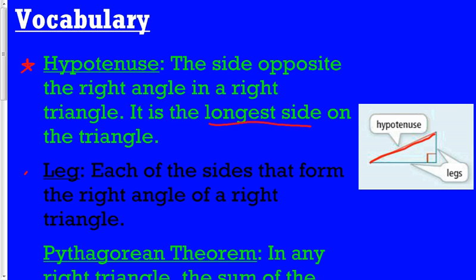Now, the leg or legs are the other two sides, each of the sides that form the right angle of the right triangle. So, in other words, the smaller two sides would be the legs here.